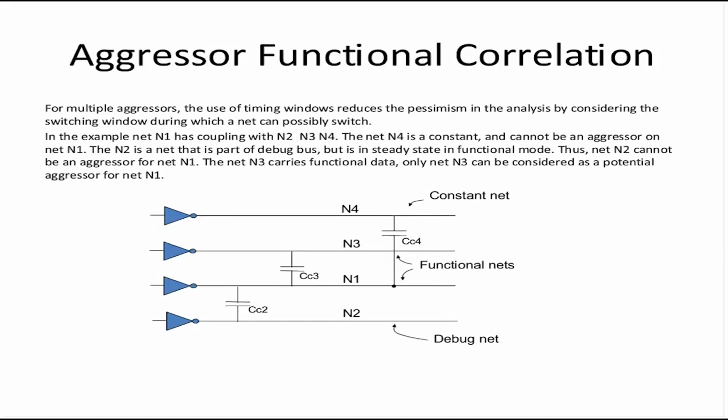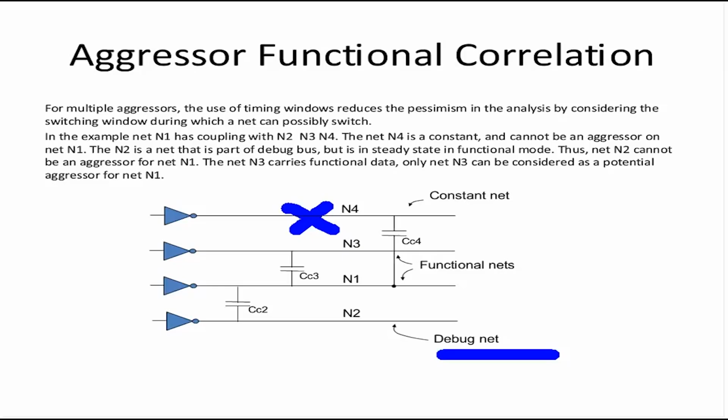This is functional correlation. For multiple aggressors, it needs to know that net N1 has coupling with N2, N3, and N4. Assume that N4 is constant. Now N4, although it has coupling with N1, is constant. A constant net cannot cause any noise or crosstalk on the other net. This effect should be discarded, right? N2 is a net that is part of the debug bus. But if the chip is in functional mode, this will also be constant. So the N2 effect is also not there.